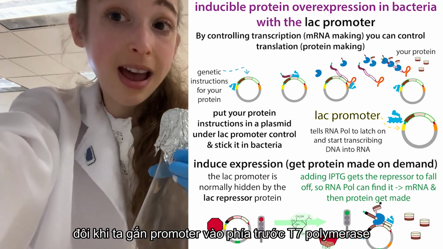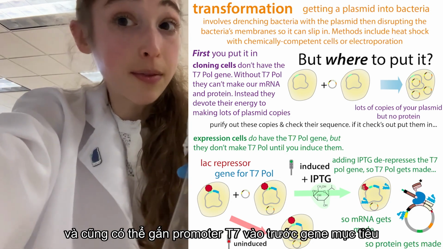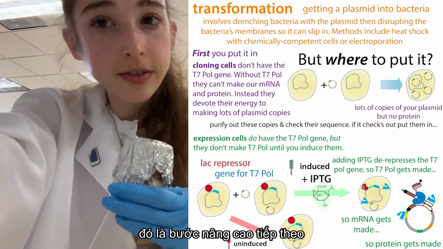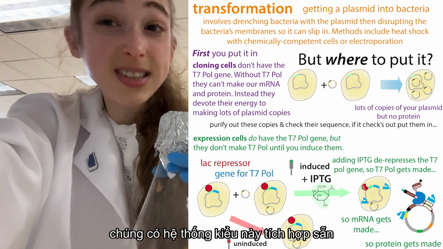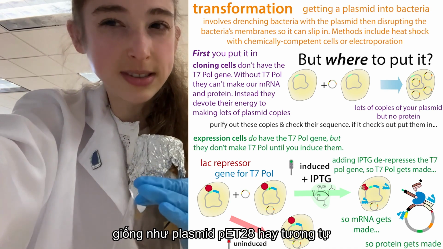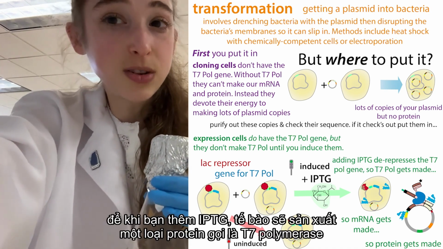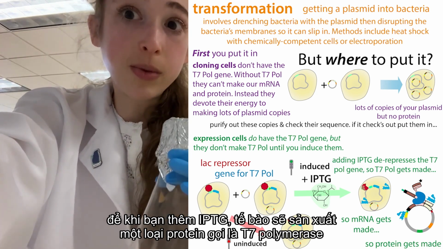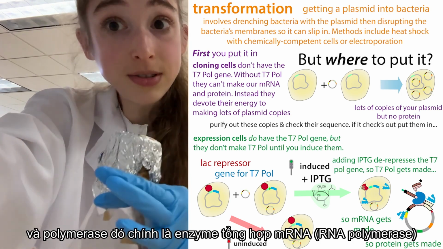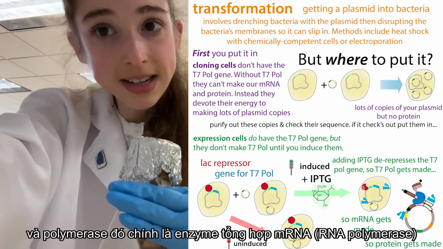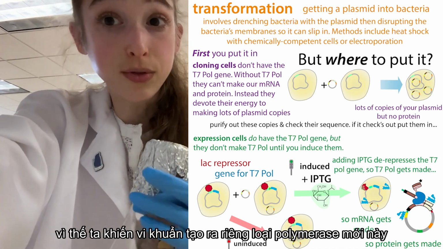Note that sometimes we have the promoter in front of the T7 polymerase, and then we have a T7 polymerase promoter in front of our gene of interest. That's like taking things to another level. If you see DE3 cells, they have this sort of system set up, like pET-28 plasmids and things like this. Basically, this is a way in which the lac operon, when you add the IPTG, tells the cells to make the protein called T7 polymerase, and that polymerase is one of those mRNA makers, but it's not the same one that the bacteria use for their own stuff.